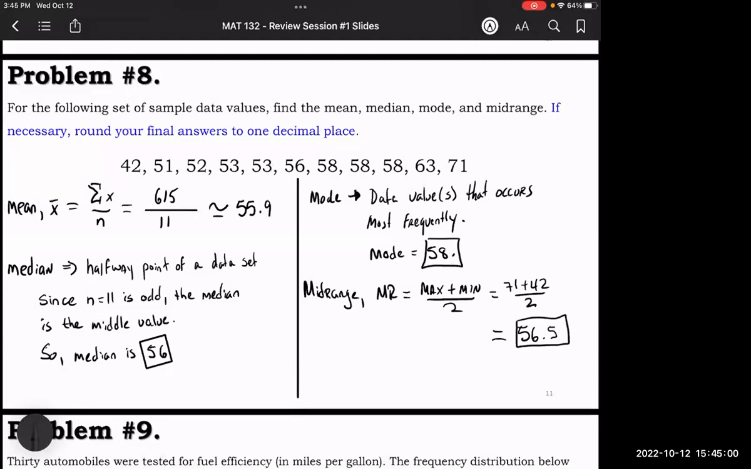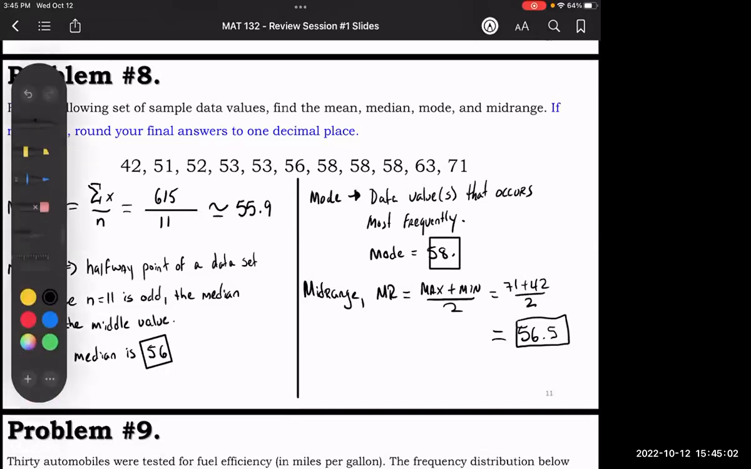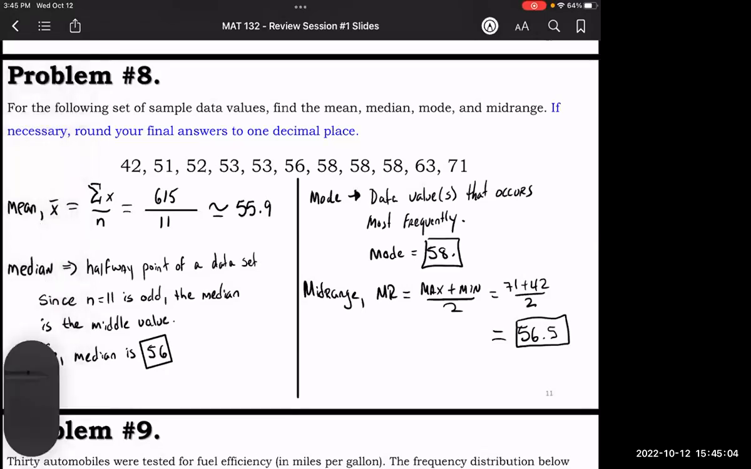So those are our four answers to this problem. The mean was 55.9, the median was 56, the mode was 58, and the mid-range was 56.5. Any questions? Go ahead. For the median, so you put the number before the break. When you're dealing with the median, you have to put the numbers in order.